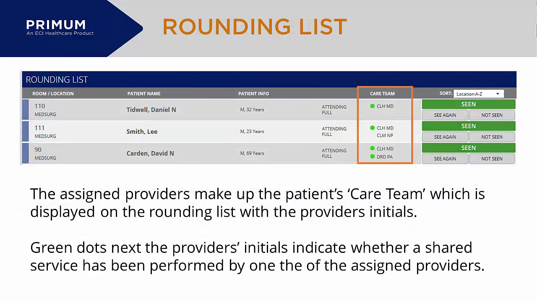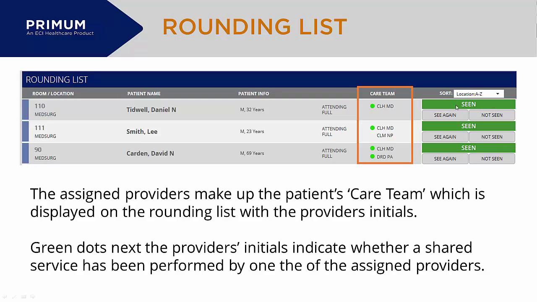In the rounding list view, we've added a new column, the hospitalist care team column. For the first patient, Daniel Tidwell, we see a single assigned provider's initials and the degree indicating that this provider is a physician. The green dot next to the initials tells us that this physician has entered an E&M encounter for this date of service.